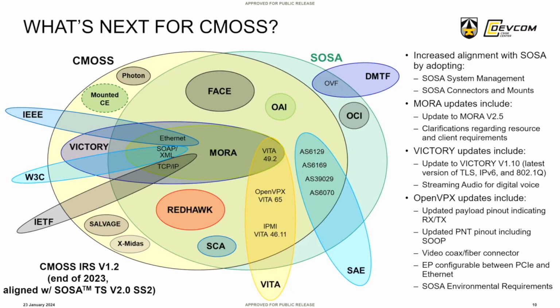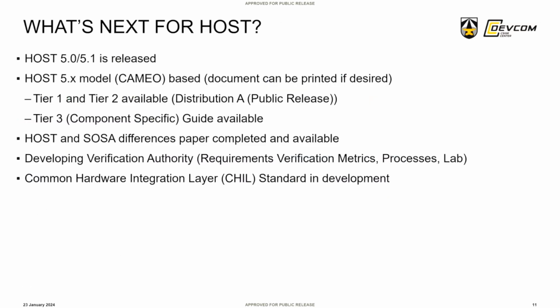What's next for HOST? HOST version 5 and 5.1 is released. We're working on in HOST to come up with a Cameo-based model, and the standard will be derived from the model, and this will help with systems engineering. There's a paper that differentiates HOST and gives the differences between HOST and SOSA. And then we're developing a verification authority, and there's a common hardware integration layer, CHIL, standard in development.